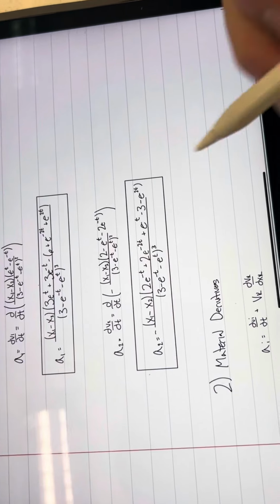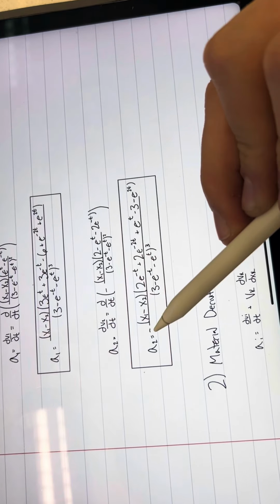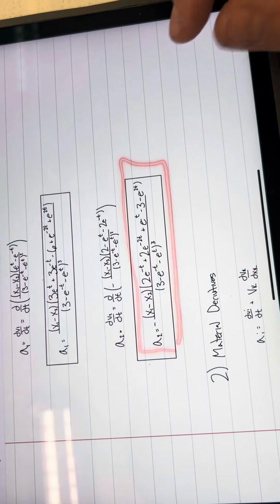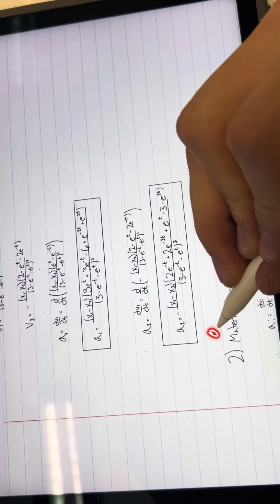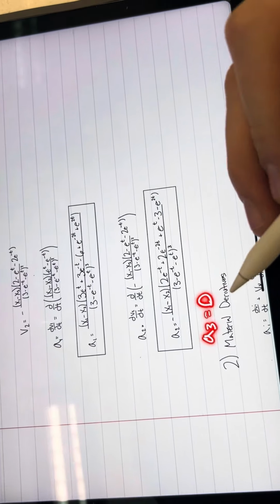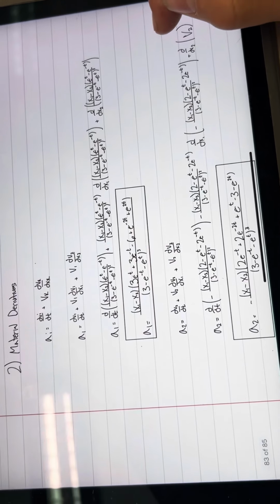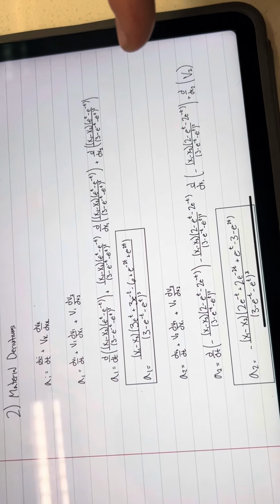Very similarly, for a2, take the derivative, and it ends up getting this acceleration right here. And then a3 is actually going to be 0, and I totally forgot to write that down. But yeah, this is where it actually gets a little tricky, just by the amount of things you have to keep track of.